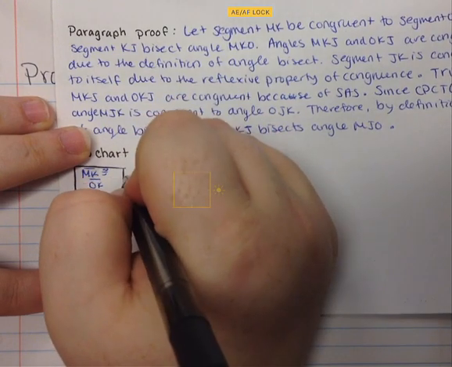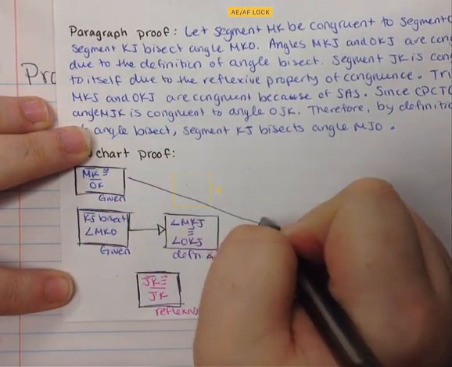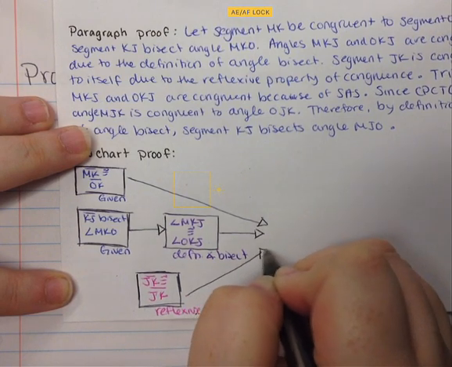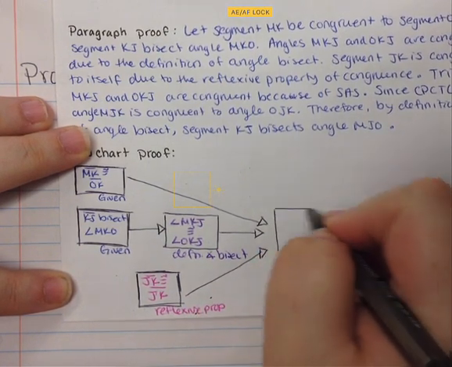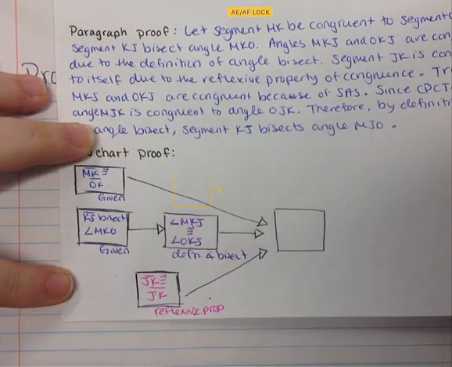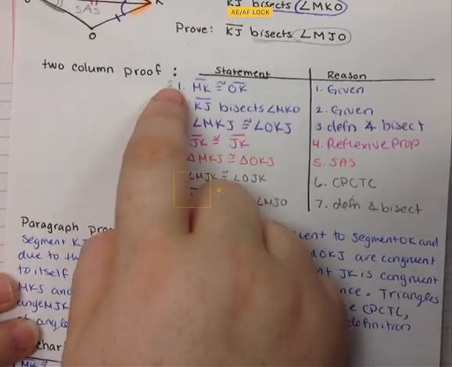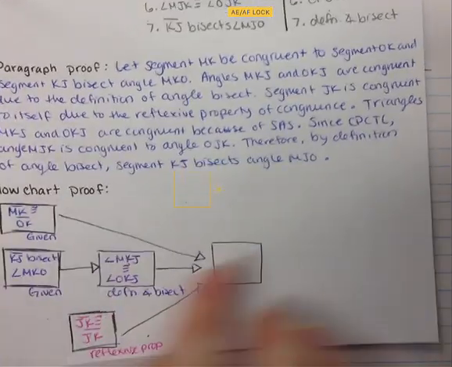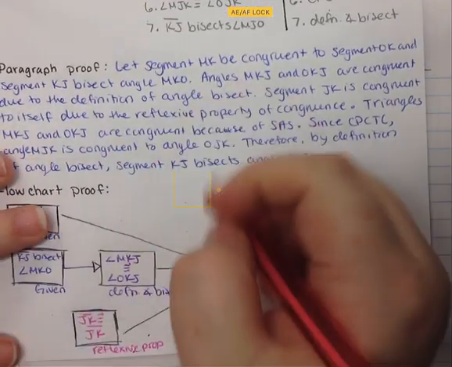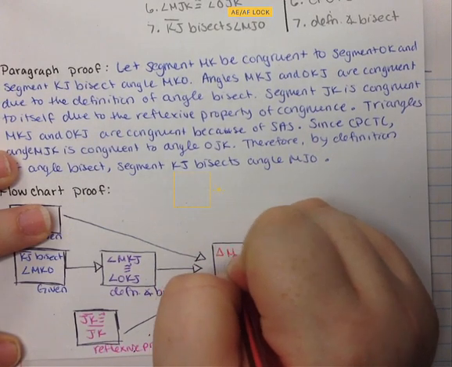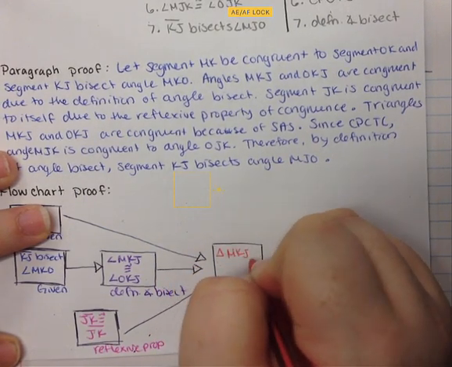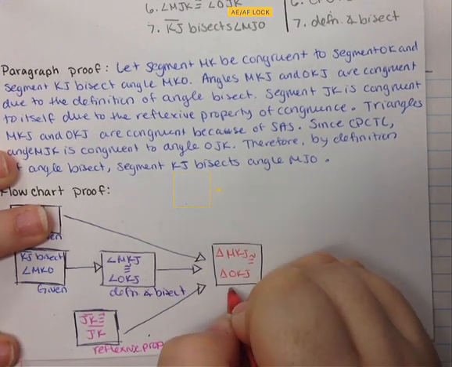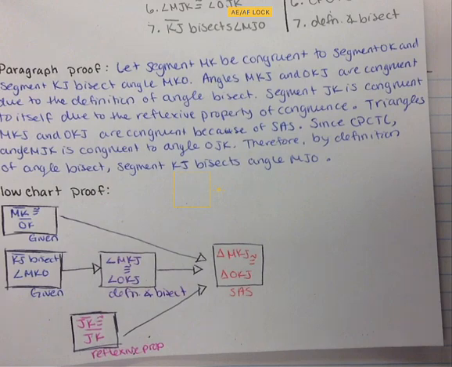So I can draw an arrow from each of these 3 boxes to my triangles are congruent, because that was what my next statement went from. We had the side, the angle, and the side all led to this triangles are congruent. This is where I would put the triangle MKJ is congruent to triangle OKJ, and that was because of side angle side. But we didn't finish.